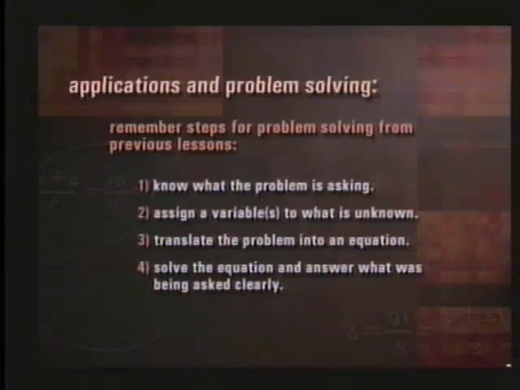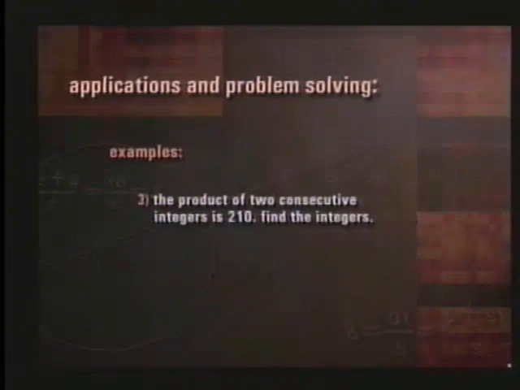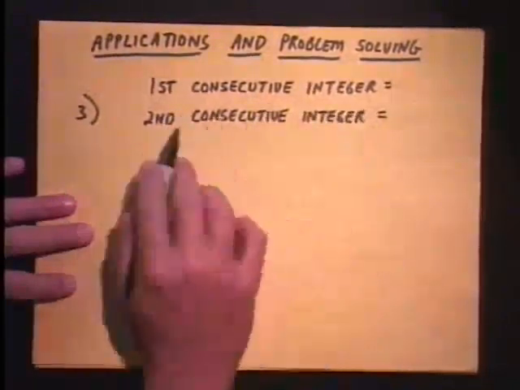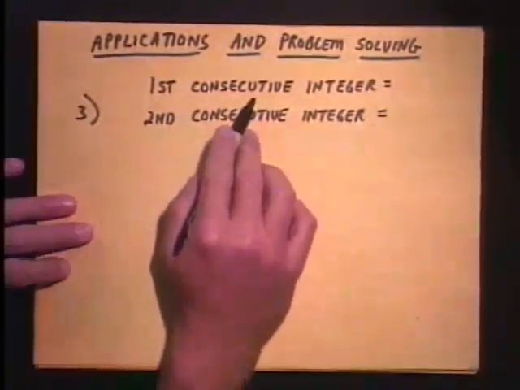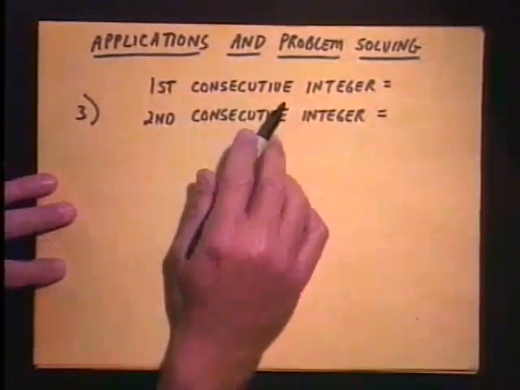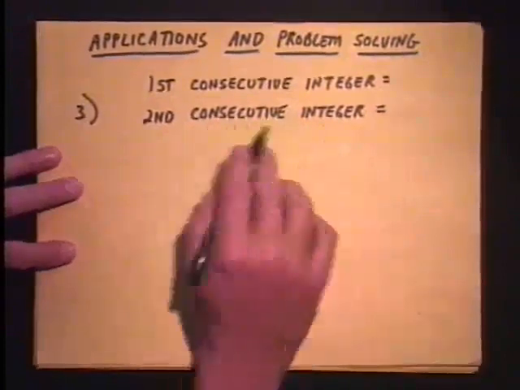So let me scroll through a few graphics here. We did example 1 and example 2, which brings us to example 3, which states the product of 2 consecutive integers is 210. And they want you to find those integers. All right, so let's go to some examples here. What are we after in this problem? Well, 2 consecutive integers. Now remember, that word consecutive means back to back. Remember, we did some problems earlier in the course with consecutive even and odd integers where they were 2 apart, but these just say consecutive.